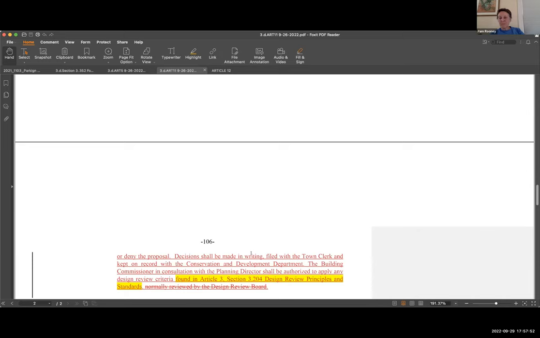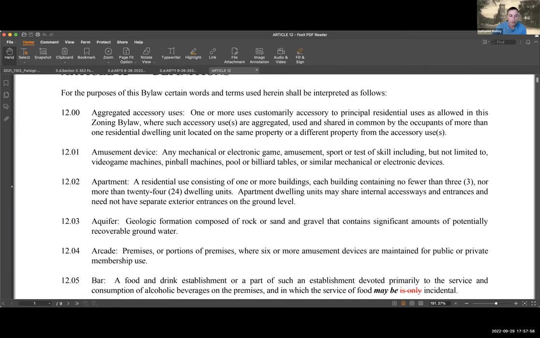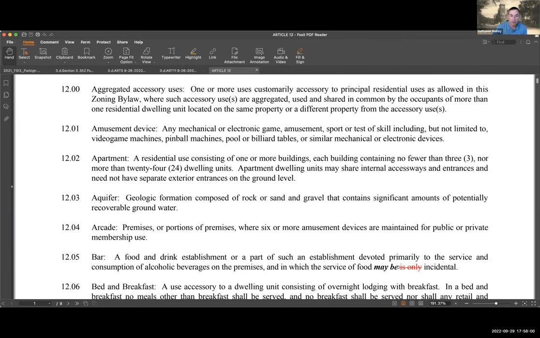Thank you. Seeing nothing else, I think we can move to Article 12. Which is really simple. In Article 12, currently the only changes are in bold and italics or the red. So we have a definition for bar. It's a food and drink establishment or a part of such establishment devoted primarily to the service and consumption of alcoholic beverages on the premises. And it says, and in which service of food is only incidental. We're proposing to change that to say maybe incidental.